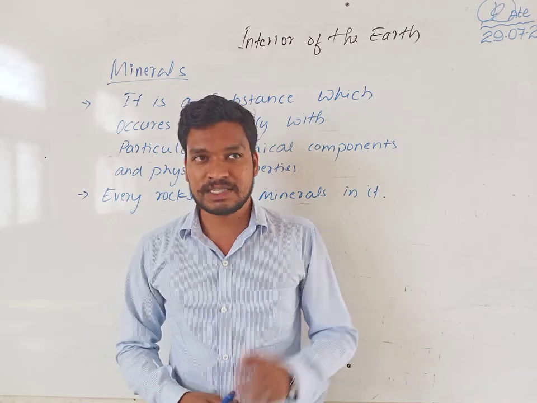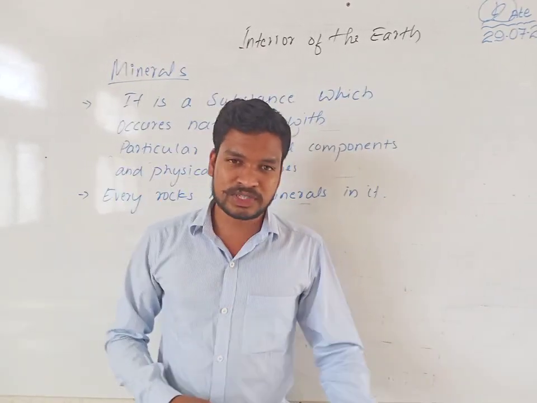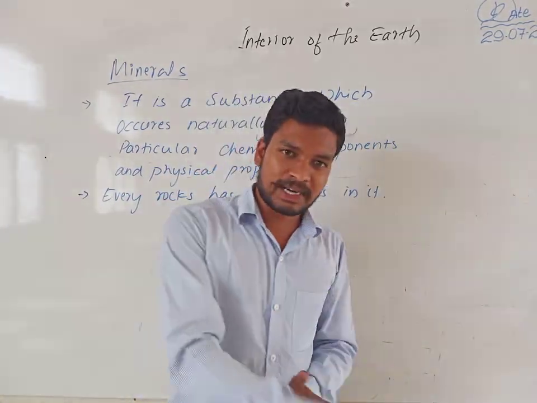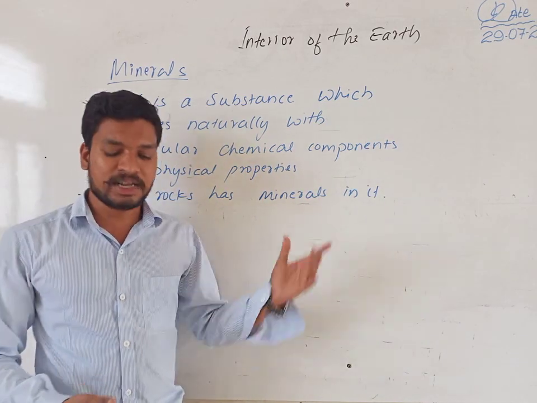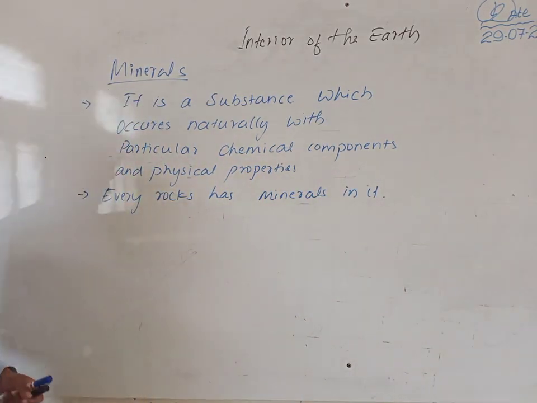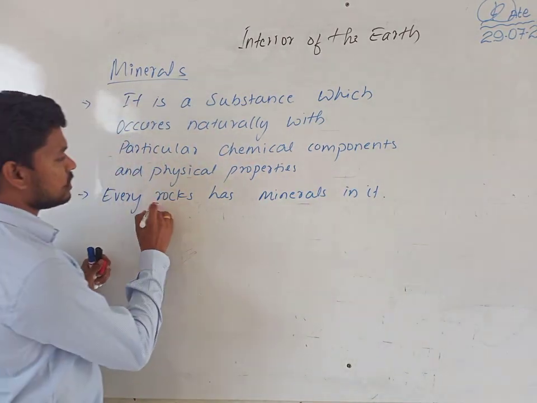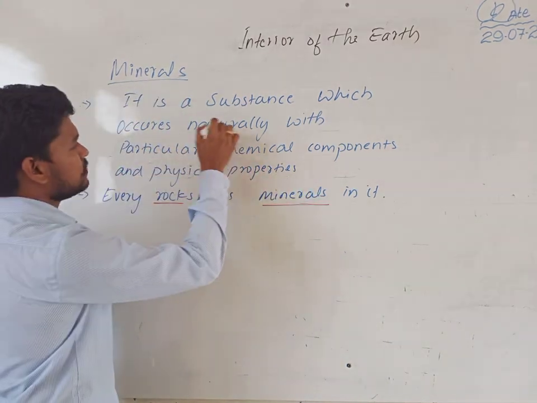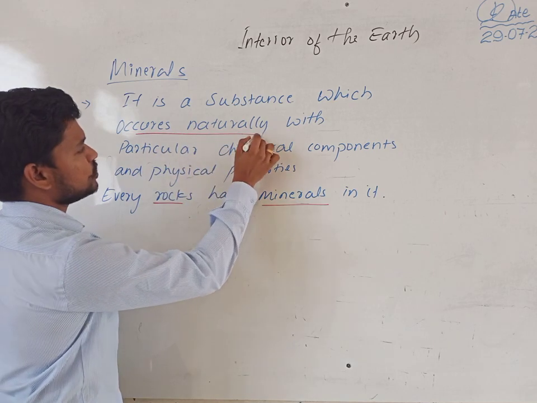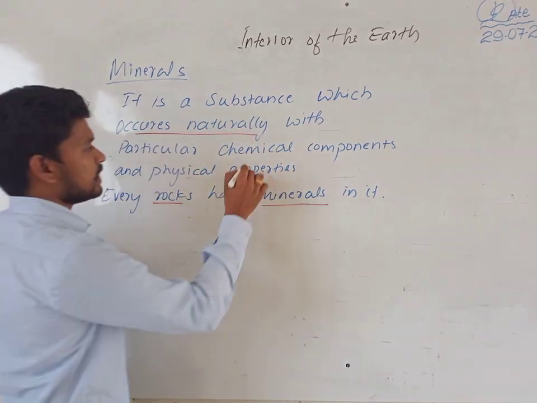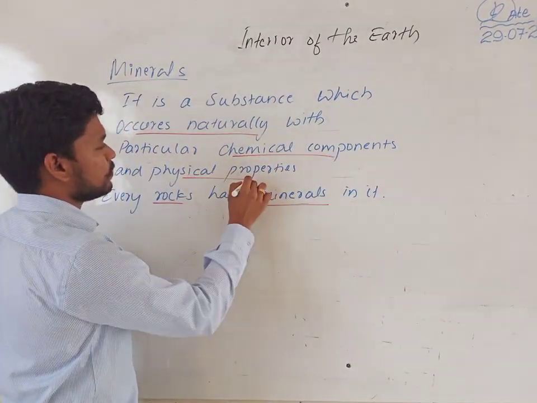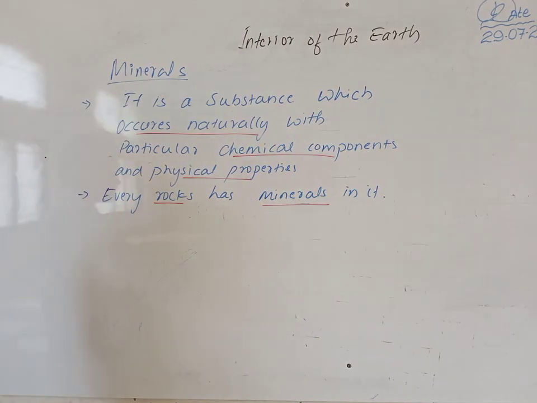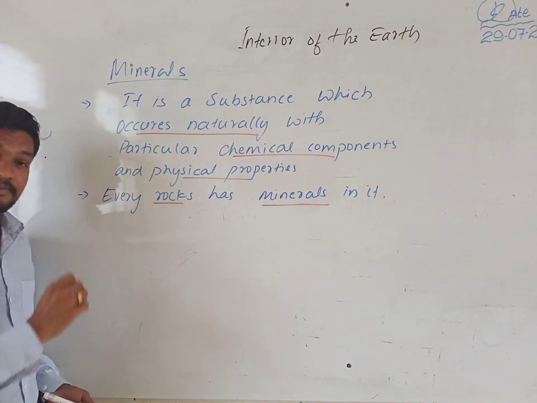Because we don't have the technology, we don't have the skill or idea about using all those things. But every rock has minerals. It contains a particular mineral in it. Every rock has minerals. So a mineral is a naturally occurring substance with chemical components and physical properties, and it is called a mineral. Is that clear?